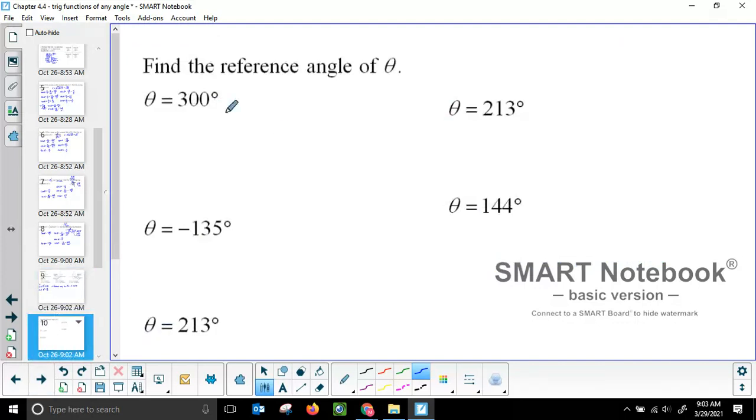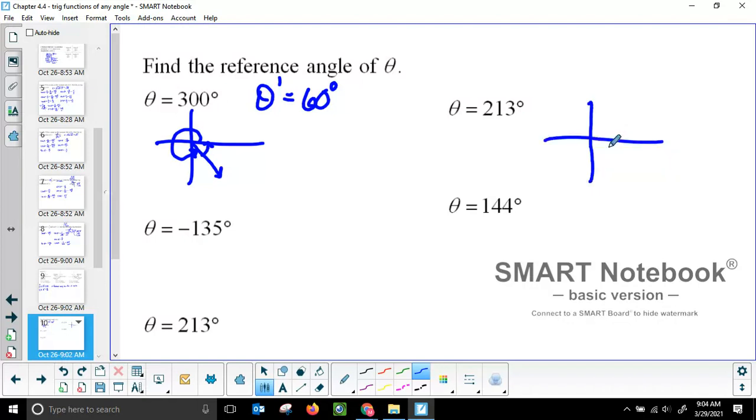Okay, so here we have 300 degrees. 300 degrees would be down here somewhere. So for theta prime, all we have to do is ask, what's the fastest way to the x-axis? The fastest way to the x-axis is to go here, which would take me to 360 degrees. So how far would I have to go? Yeah, 60 degrees. Done. It's that easy.